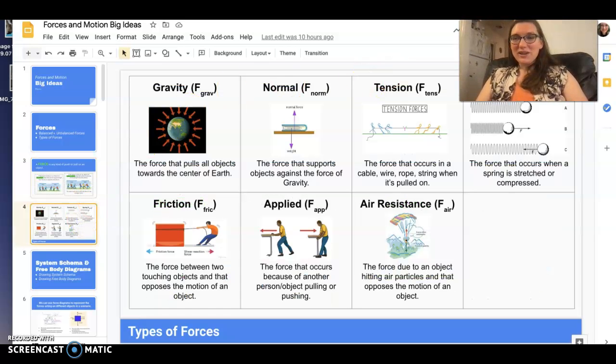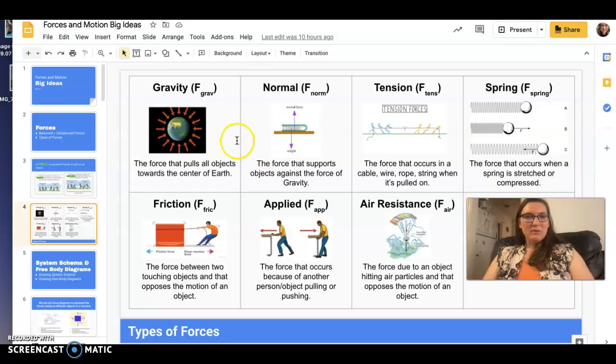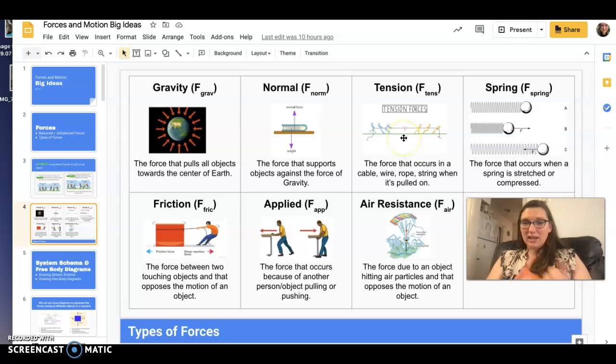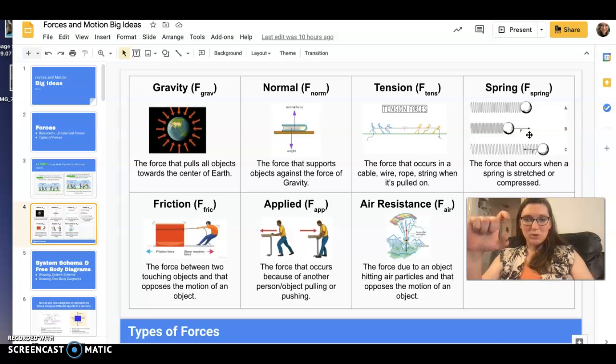Yeah. So here's a list of the forces. We've got gravity, normal force, which is the support force, tension, which is like two sides of a leash. You can feel it on both sides. There's a spring force, which is like that push or pull that you feel when you squish a spring or try to stretch it out. It wants to go back to its normal space.